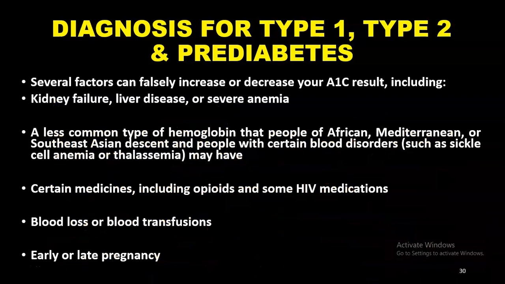Several factors can falsely increase or decrease your A1C results, including kidney failure, liver disease, or severe anemia. A less common type of hemoglobin that people of African, Mediterranean, or Southeast Asian descent, and people with certain blood disorders such as sickle cell anemia or thalassemia, may have. Certain medicines, including opioids and some HIV medications, blood loss or blood transfusions, and early or late pregnancy.